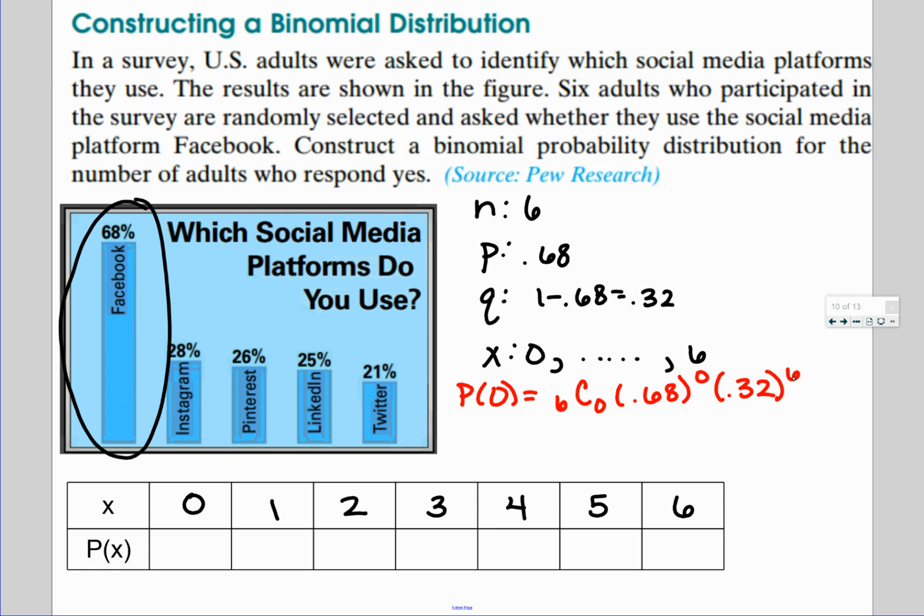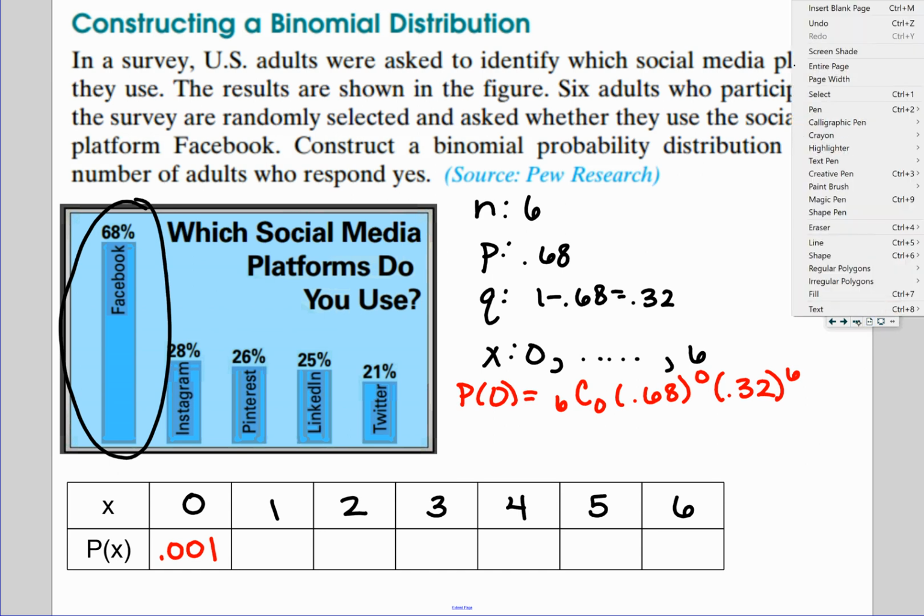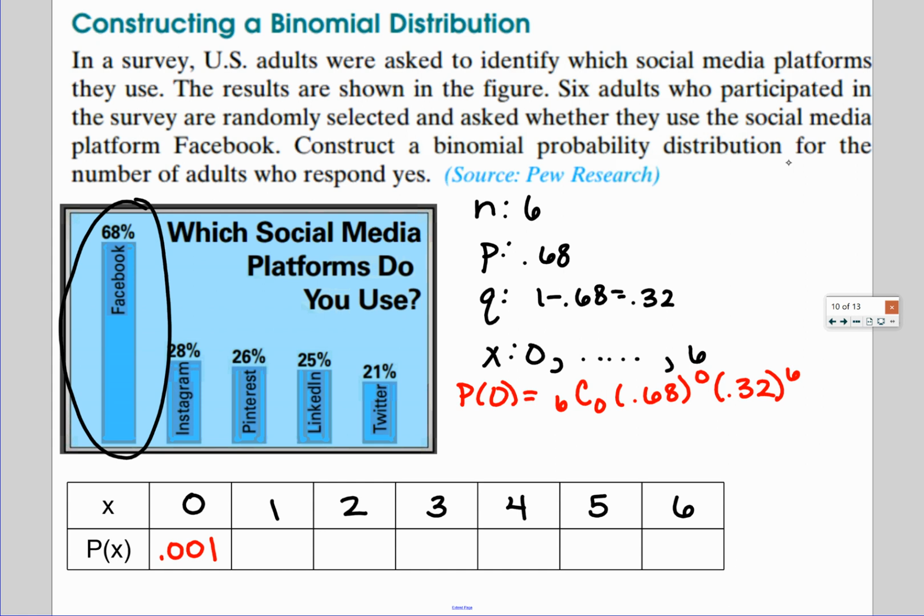So let me do that real quick in my calculator on here, and we'll see what that one ends up being. 0.68 to the 0 power and 0.32 to the 6 power. And we get a really tiny number, 0.001. Okay, so very unlikely. A number less than 5% is an unlikely event. Then you can just repeat the process over and over again, changing the x's. That takes a little bit of time, especially if you have a big table though. So if you have a graphing calculator, this is another opportunity where it can maybe save you some time.